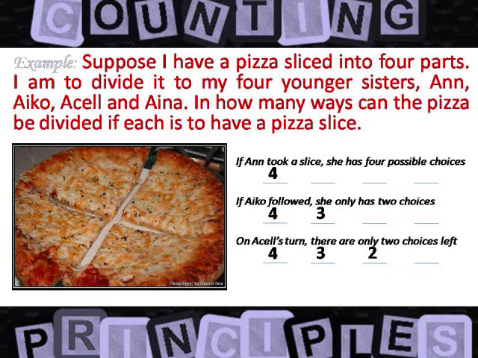On Azel's turn, there are only 2 choices left since the 2 girls already obtained the 2 slices. Now, we write 2 on the third bar. And for Aina, there is only 1 choice left. So, for the last bar, we write 1.